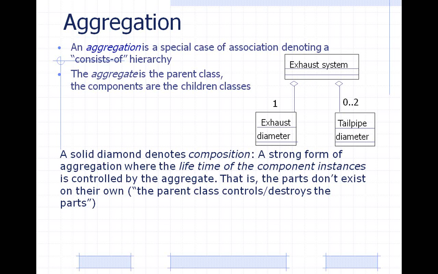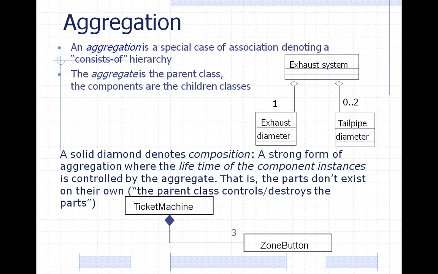A solid diamond denotes composition. It's a strong form of aggregation where the lifetime of the component instances is controlled by the aggregate. So for this example, the ticket machine consists of zone button. We use the solid diamond to represent the composition, meaning that the zone button must rely on the ticket machine to exist in the system.